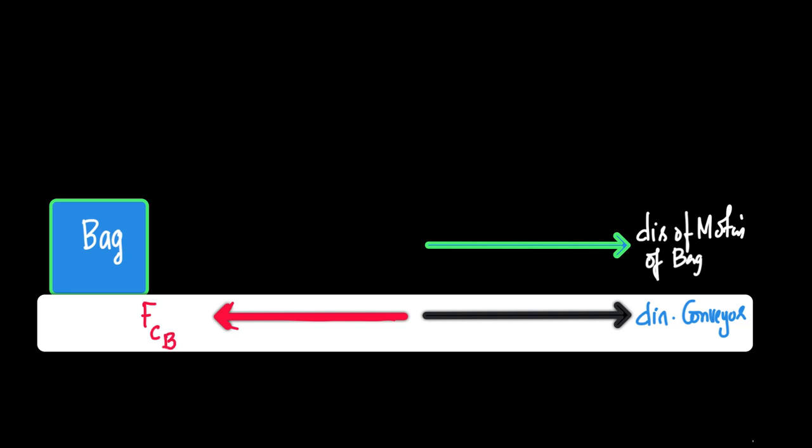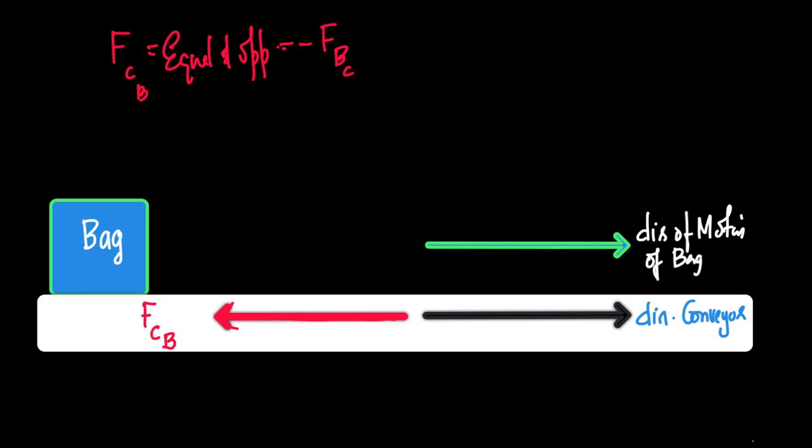Now look at the concept here. This friction is not acting on the bag. Instead, this friction is acting on the conveyor belt, which is acting due to the presence of the bag. Okay? So, what is the concept now? By Newton's third law of motion, if the bag is exerting a friction on the conveyor, definitely the conveyor should exert some friction on the bag as well, which has to be equal and opposite. So this is friction on conveyor due to bag, and there should be an equal and opposite one, which we can write as friction acting on the bag due to the conveyor.